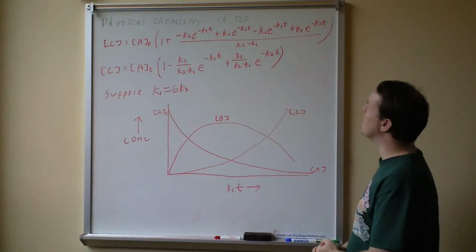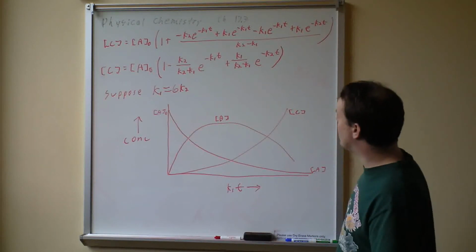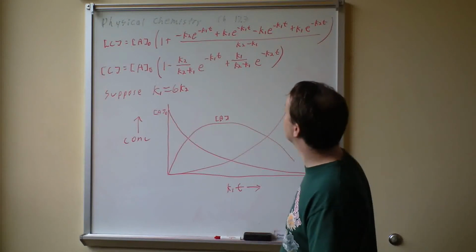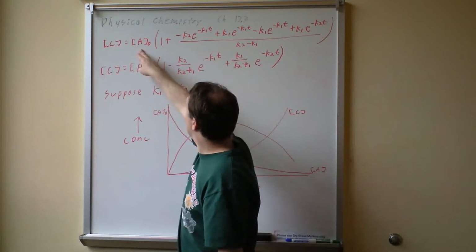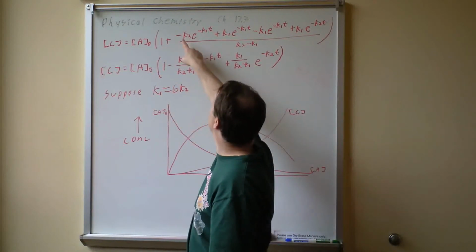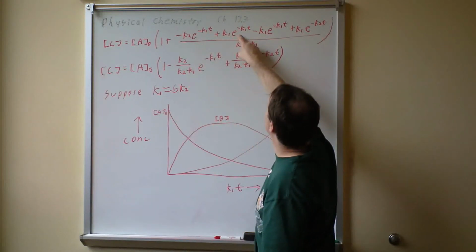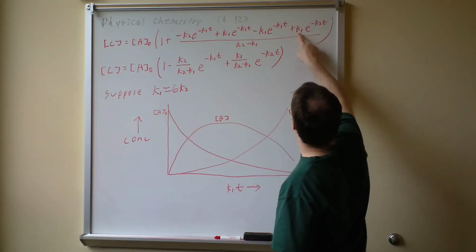Continue on physical chemistry, chapter 17, section 3. We're just finally finishing up the section about A goes to B goes to C, consecutive reactions. So finally simplifying, concentration of C equals A naught times 1 plus minus K2 times e to the minus K1t plus K1 times e to the minus K1t minus K1 times e to the minus K1t plus K1 e to the minus K2t.